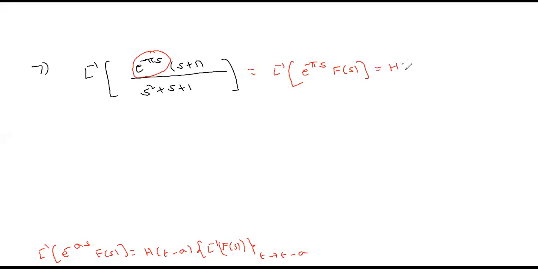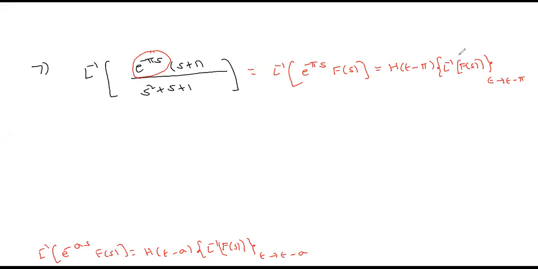H of t minus pi into L inverse of f of s, that is L inverse of (s plus 1) by (s square plus s plus 1), with t shifted to t minus pi. Okay. Now my problem is reduced to finding the inverse transform of f of s.